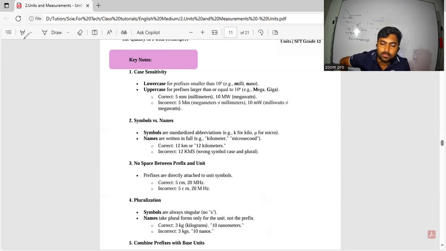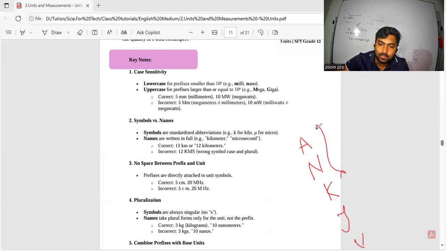No, sir. Okay, then there is a special thing. I told you some units start with capital letters: Ampere, Newton, Kelvin, what else? Joule, Volt. Do you know the reason why these start with capital letters? What is the reason? Do you have any idea?